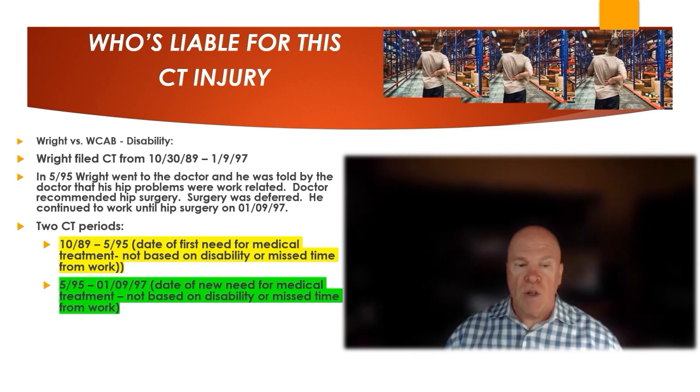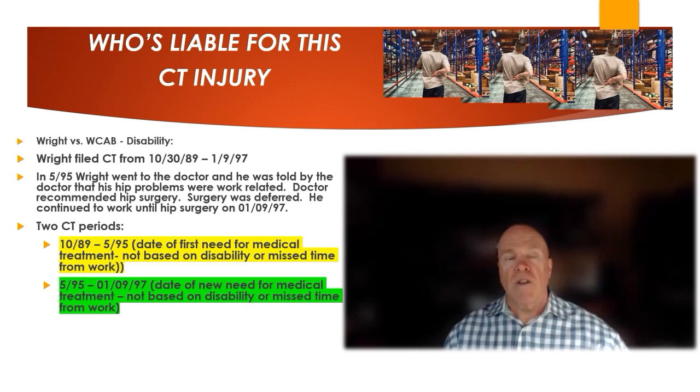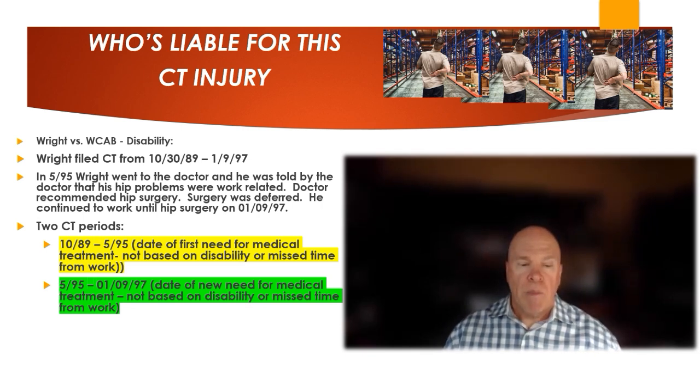This finding of an injury was not based on disability, was not based on compensable disability, it was not based on missed time from work. It was solely based on the need for new medical treatment, effective May of 1995. And then through May of 1995, through the date of the hip surgery, Mr. Wright continued to work until January 9, 1997, when he actually underwent the hip surgery.